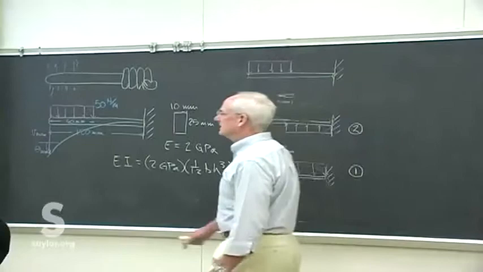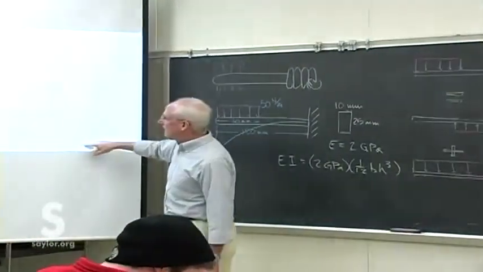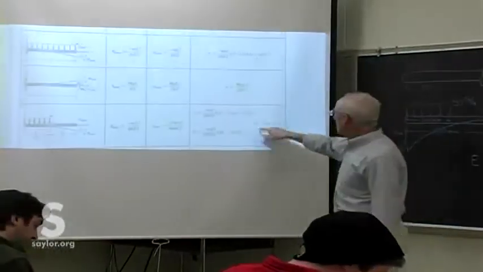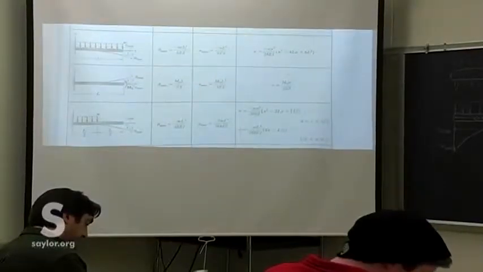Okay, so for what I've called number 2 here, remember we're looking for the deflection at the far end, and they're going to be different. There's different equations there because there's different loadings there. So we're looking for the loading at the far end.